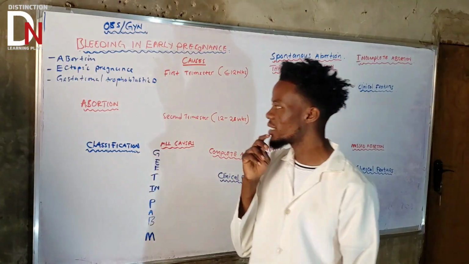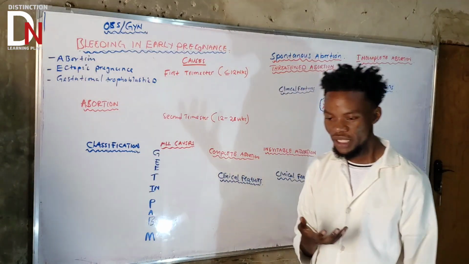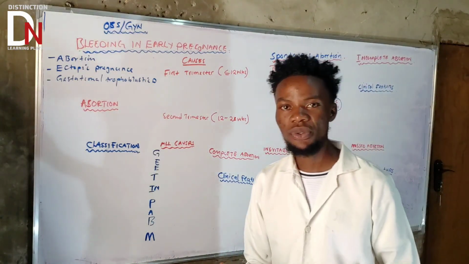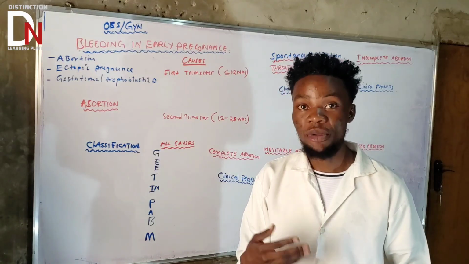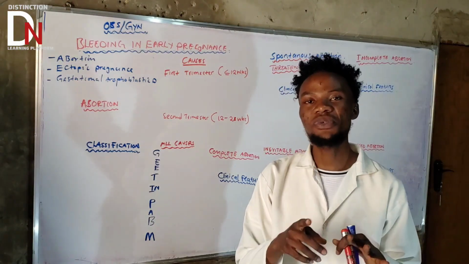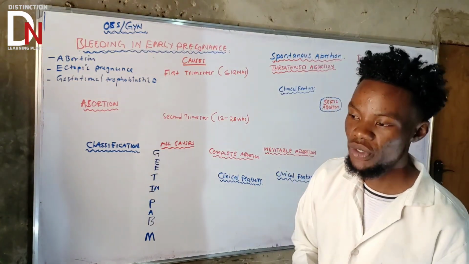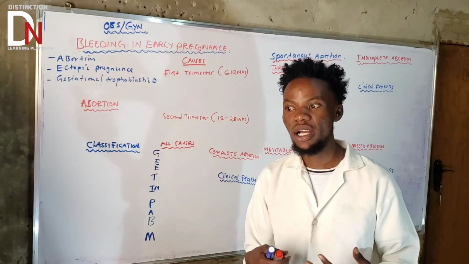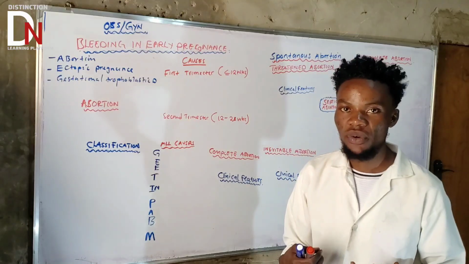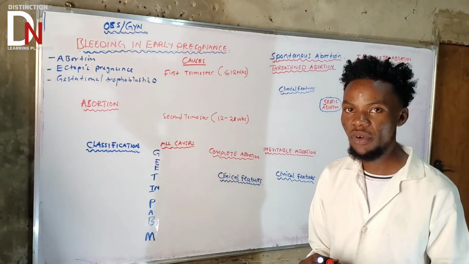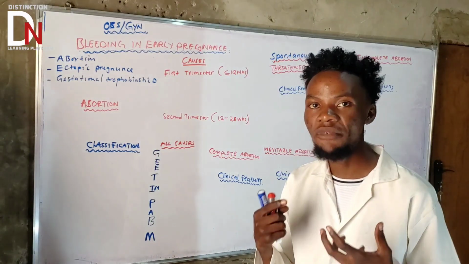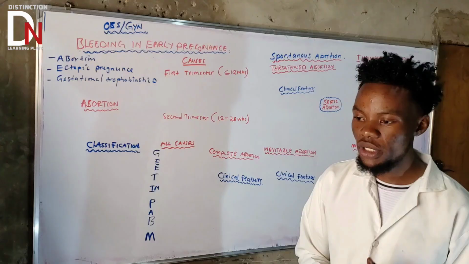Now let's talk about abortion, a very important case. Abortion is the expulsion or extraction of the fetus from the mother before the age of viability. That is a very important definition to take note of. But there is also another definition. According to WHO, abortion is the extraction or expulsion of the fetus from the mother before the age of viability, where the fetus weighs less than 500 grams.